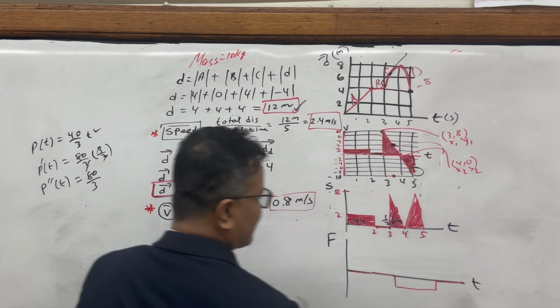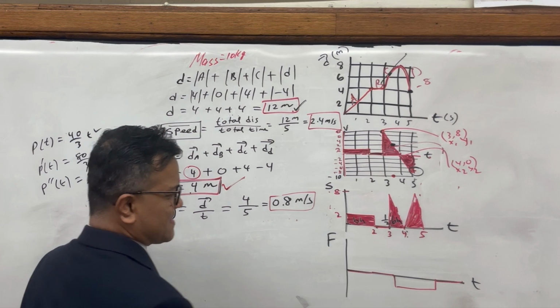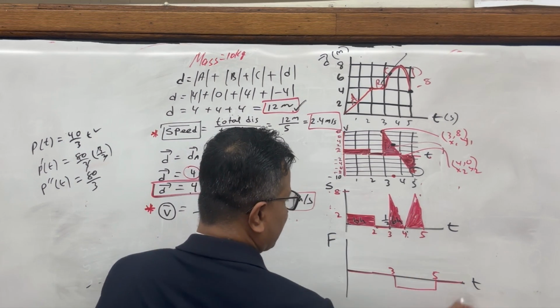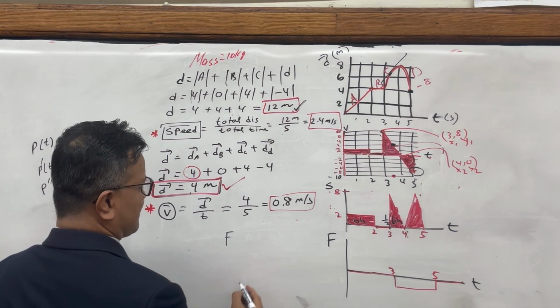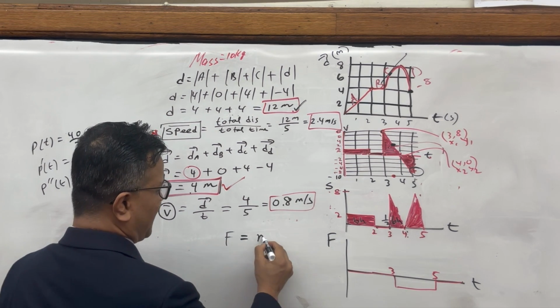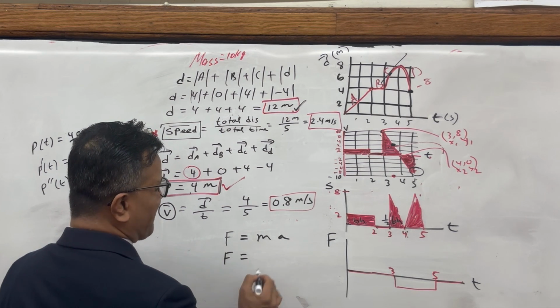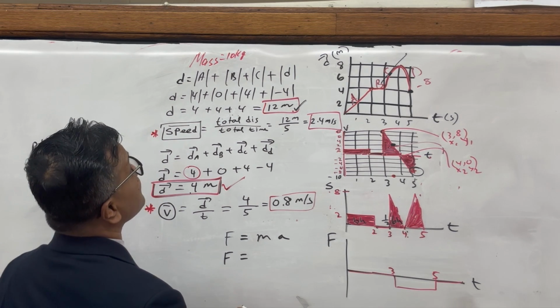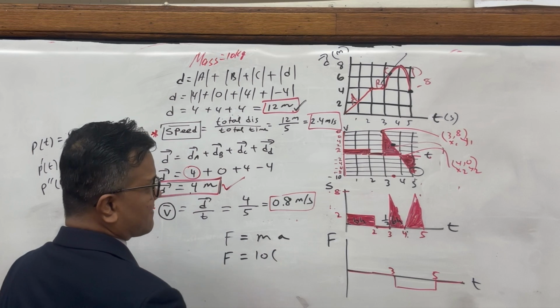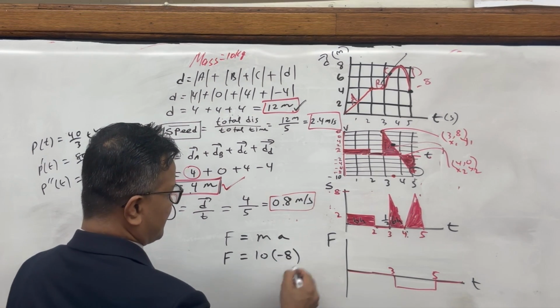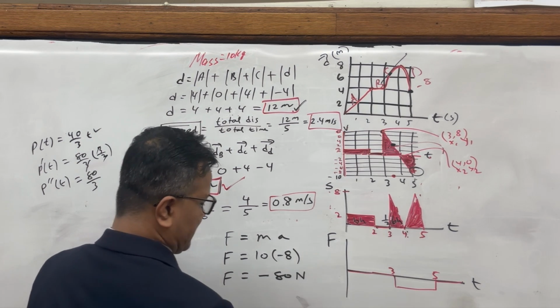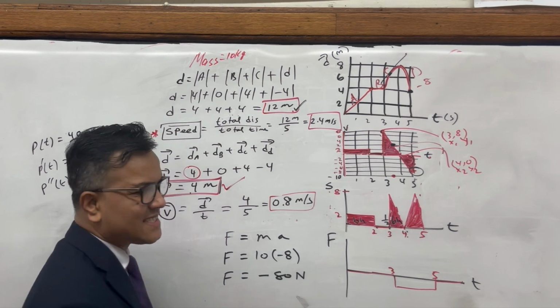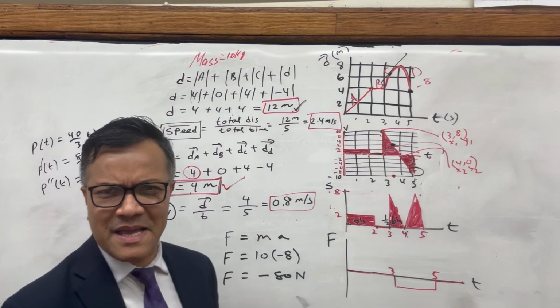Okay, all right, so this is 3 and this is 5. So now let's see, the force is ma. The mass is how much? 10 kilogram, and acceleration is negative 8. So the force is negative 80 Newton. All right, so the force was acting negative 80 Newton.